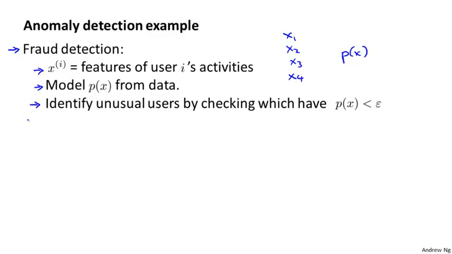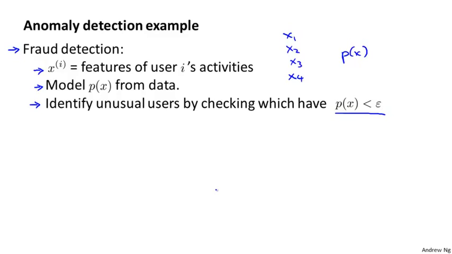And finally, having modeled P of X, you can try to identify users that are behaving very strangely on your website by checking which ones have probability of X less than epsilon, and maybe send the profiles of those users for further review, or demand additional identification from those users or some such to guard against strange behavior or fraudulent behavior on your website. This sort of technique will tend to flag users that are behaving unusually, not just users that may be behaving fraudulently.